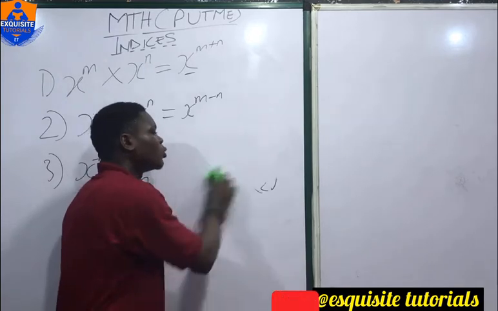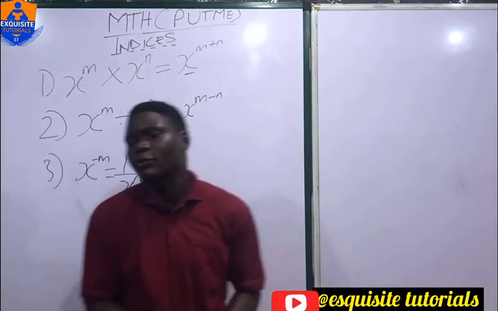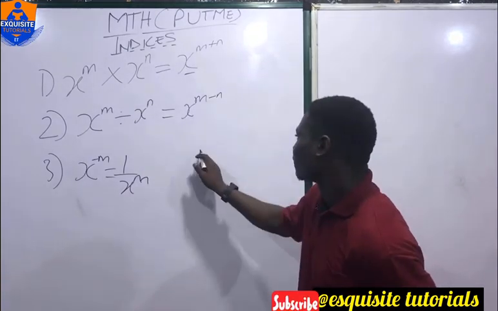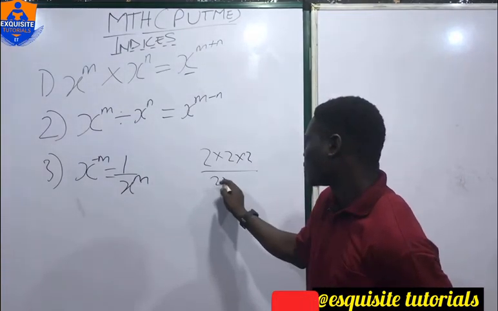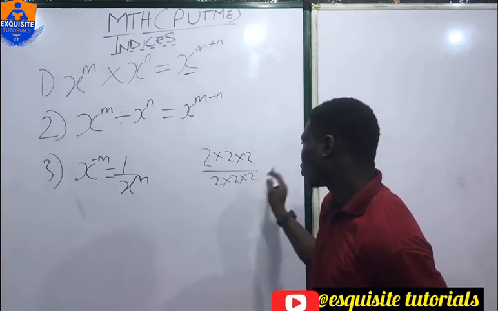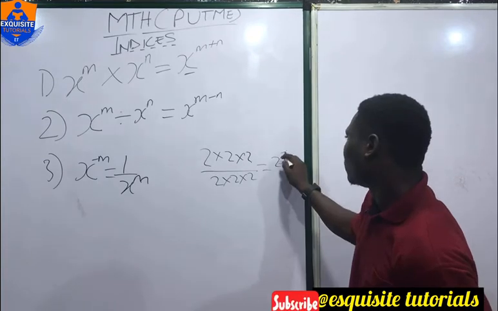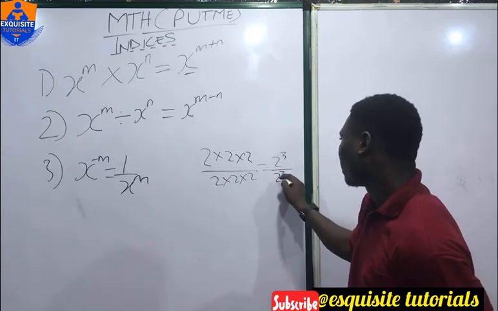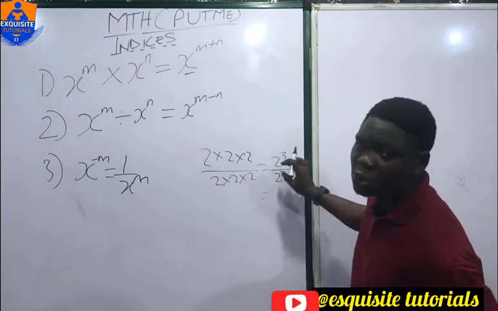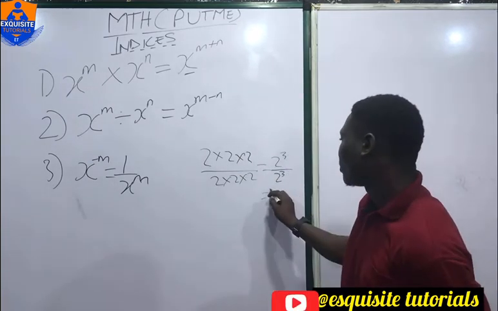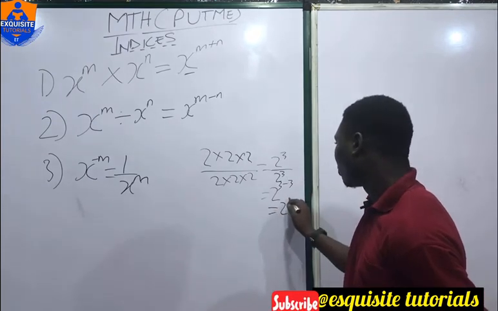Now let's move to the fourth law of indices. Let's say you have 2 times 2 times 2 all over 2 times 2 times 2. Now this is actually just 2 raised to the power 3 all over 2 raised to the power 3. So from our second law of indices, we said since there's the division sign here, we have to subtract the power. So this is 2 raised to the power 3 minus 3. So that's 2 raised to the power 0.